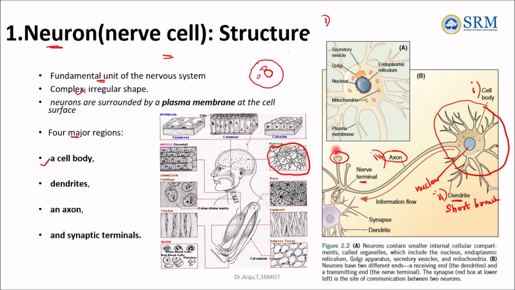And the nerve terminal, and this long branch, that is the axon, ends with the ends called nerve ends or synaptic terminals. So these are the 4 major regions of the neuron.